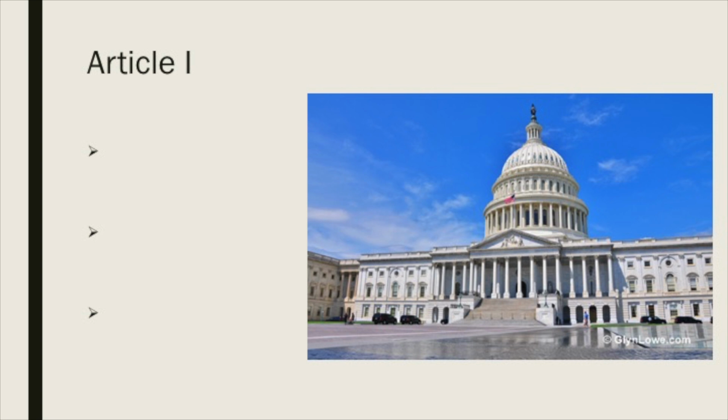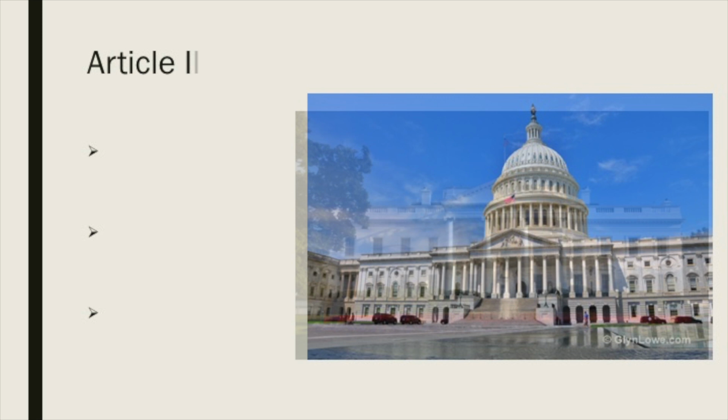It also includes the enumerated powers, which is a list of specific powers that the legislative branch has, such as to coin money, to collect taxes, to establish post offices and post roads, to promote the progress of science and the arts, to declare war, raise armies, and to make, quote, all laws which shall be necessary and proper for carrying out the powers of the Constitution.